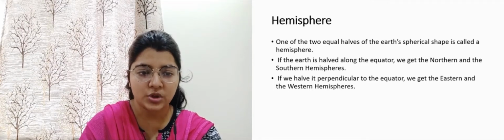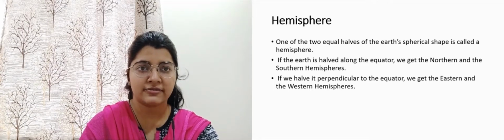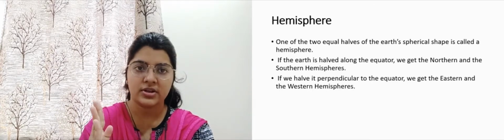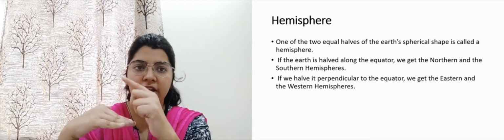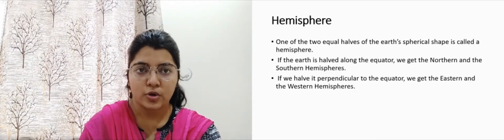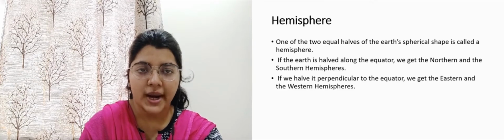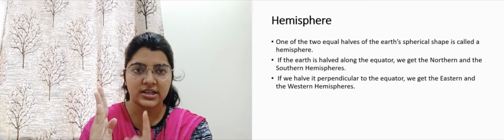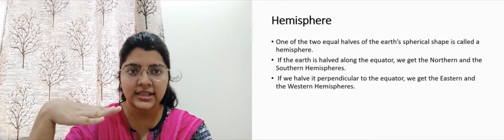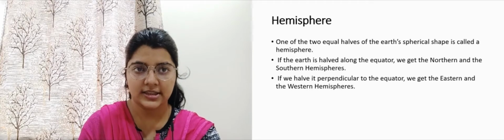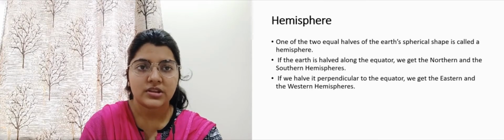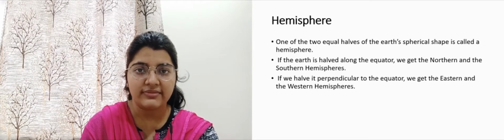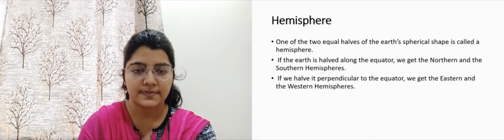If we have it perpendicular to the equator, then we will have eastern and western hemispheres, and if it is halved like this, then we will have northern and southern hemispheres. I hope you are clear with what I am trying to explain. These are the types of hemispheres which we get when we divide the globe into equal halves.